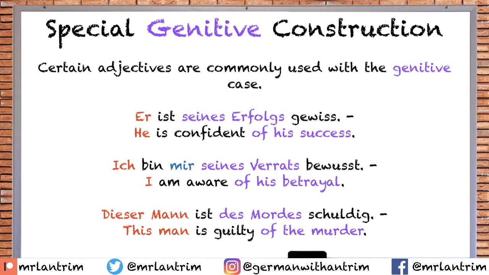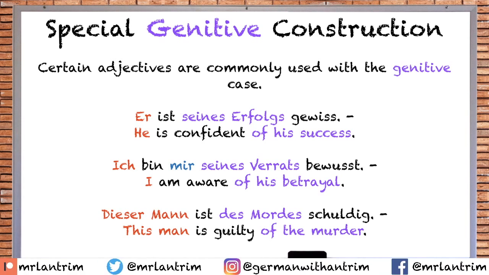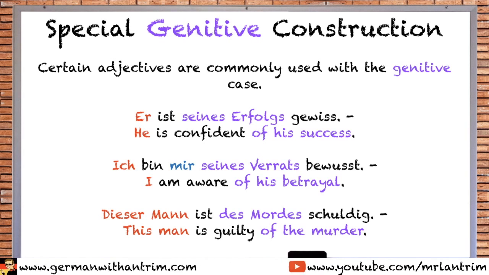but genitive case, technically speaking, is what is supposed to be used here. Now, there are certain things that are used with genitive case, just like you saw with the dative case, where there are certain adjectives that are used with the genitive case for some reason. We're doing that now with the genitive, not the dative. So, er ist seines Erfolgs gewiss. He is confident of his success. Gewiss is the word confident, and if you are confident of something, then that something is genitive in German because of the adjective gewiss. Er ist seines Erfolgs gewiss.